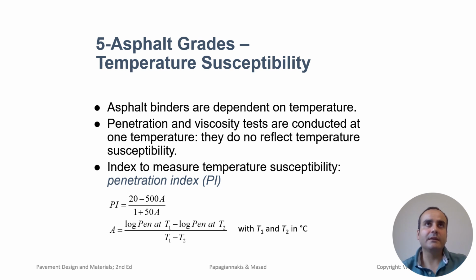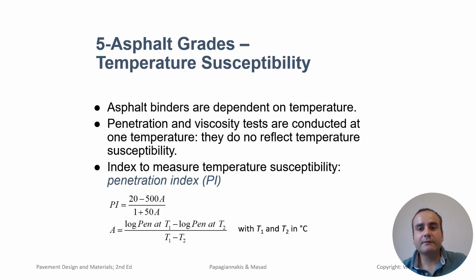Another factor that affects the temperature susceptibility of the binders is viscosity. Binders with higher viscosity at higher temperatures tend to have lower temperature susceptibility because they are less prone to softening and flow. Similarly, binders that maintain a relatively low viscosity at low temperatures are less likely to become brittle, indicating better performance in cold climates.